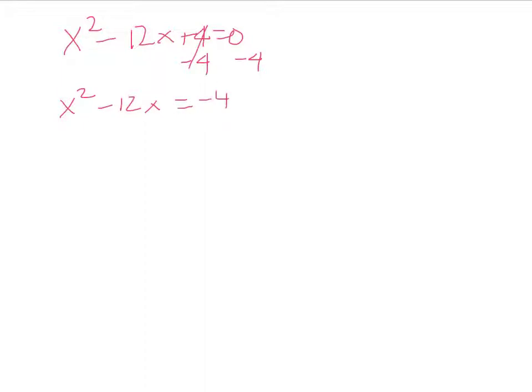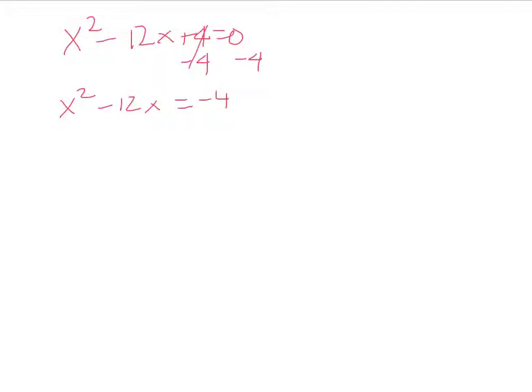So let's do an example, because I think examples probably make more sense than the letters. All right, let's say that I had a problem that was x squared minus 12x plus 4 equals 0. And I wanted to solve for x by completing the square. First thing I would do is I would move the 4 to the other side of the equal sign. So I'd have x squared minus 12x equals negative 4.